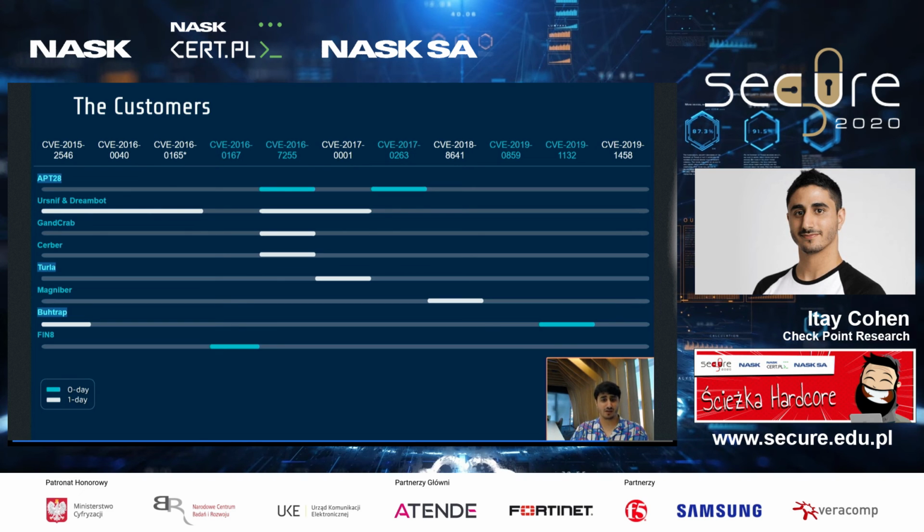And we can see that Volodya's most happy customer was URSNIF or Dreambot, which is the Japanese campaign. At least until 2018, they bought 5 exploits from Volodya. We can also see APT28 buying 2 0-days back in 2016 and 2017. And another interesting story here is Buhtrap, a group that started from cybercrime and then, as ESET revealed last year at VB, moved to cyber espionage, most likely under the Russian government.